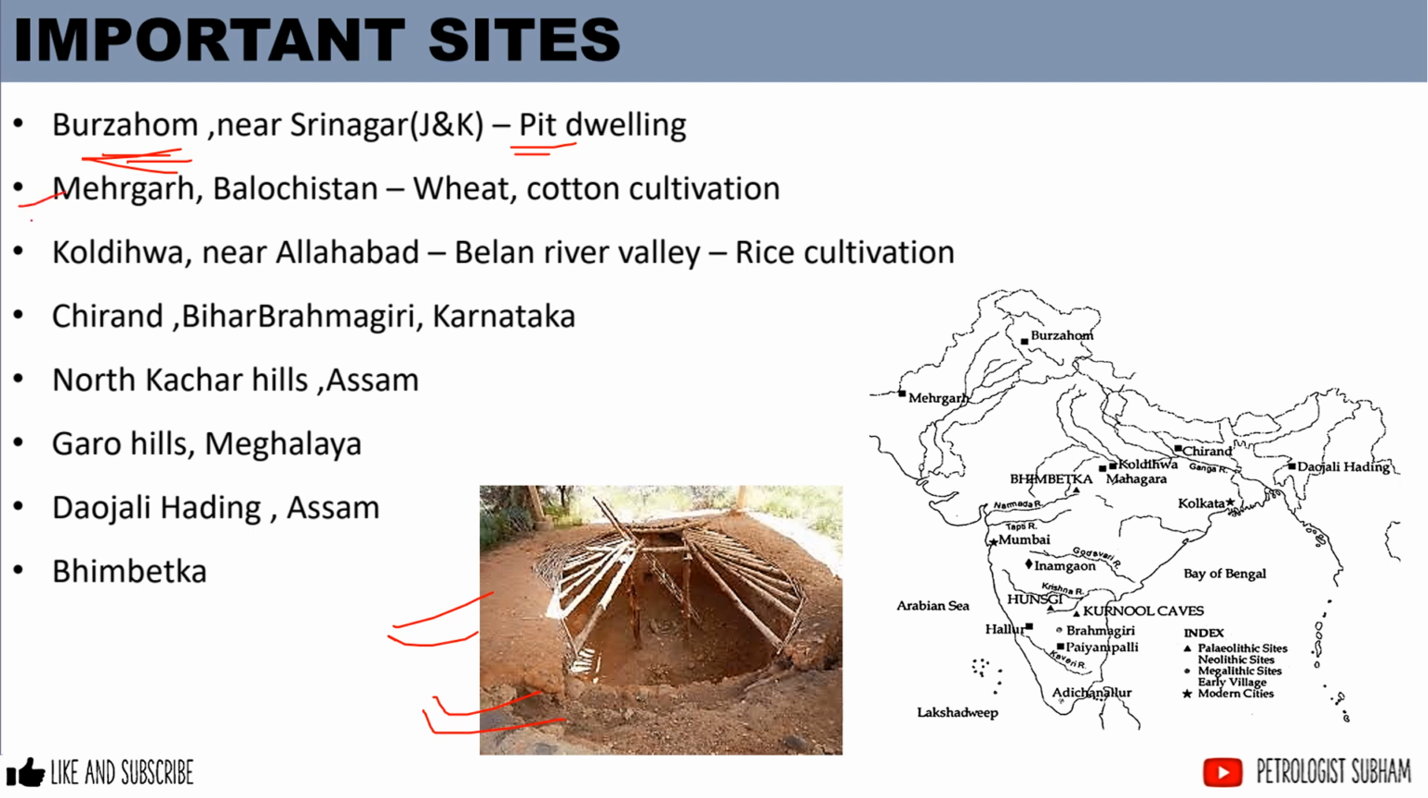Again, Mehergarh in Balochistan, then Chirand in Bihar, Brahmagiri in Karnataka, very important. North Cachar Hills in Assam, Garo Hills in Meghalaya, Daojali Hading in Assam, very important. Bhimbetka is again discussed in this age as well, the Neolithic. Now, the important ones are Burzahom, Chirand, Garo Hills, Daojali Hading, and Bhimbetka.